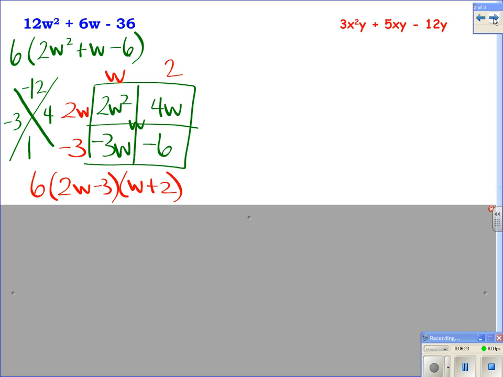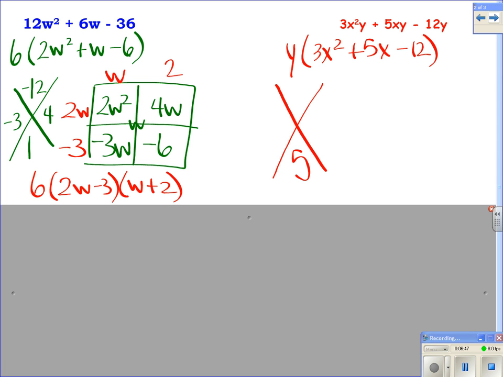What would be a good idea on the next problem? Yeah, let's take the y out. There's no other numbers we can divide out, so we just take that y out and we're left with 3x squared plus 5x minus 12. I know 5's on the bottom. What's the top number? Okay, what multiplies to be -36 and adds to be 5? Think about the factors of 36. 9 and -4 would be awesome.